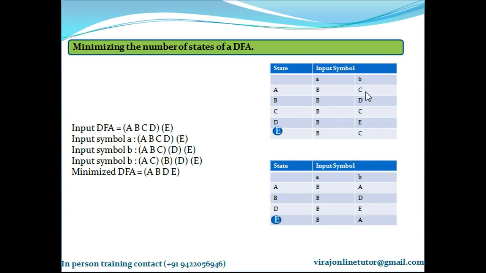Then if you encounter C here, replace it with A, because I am replacing C with A. The reason being I am selecting A as a representative in this particular subgroup. Okay. So in place of C I write A. So this row is not there anyhow. In place of C I write A. That's it. So this is how we minimize the number of states of a DFA.